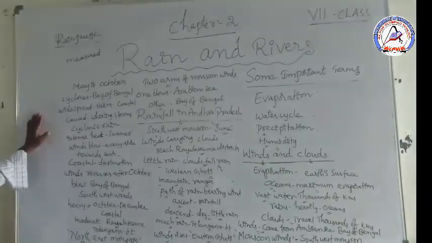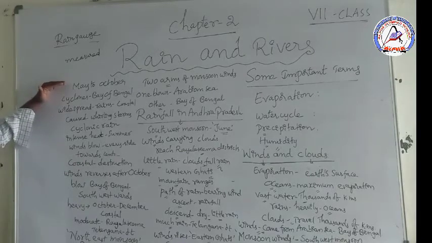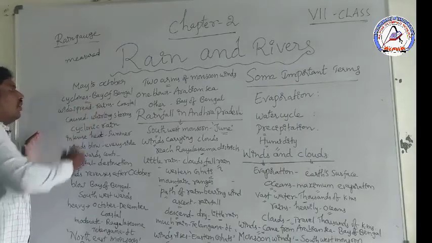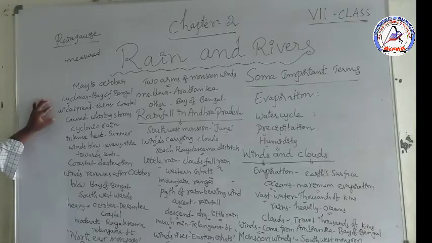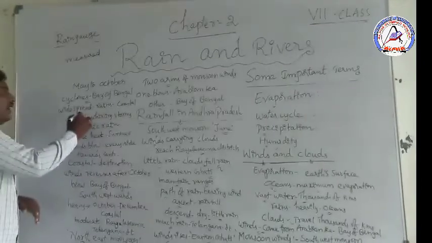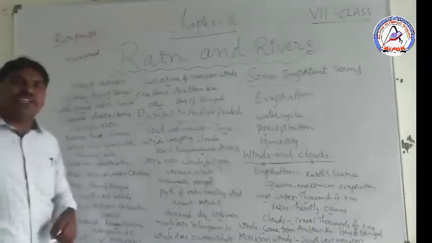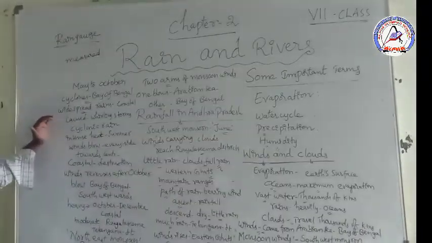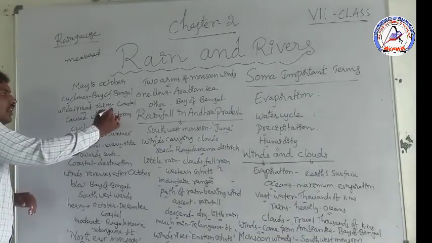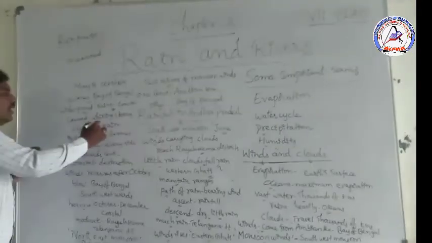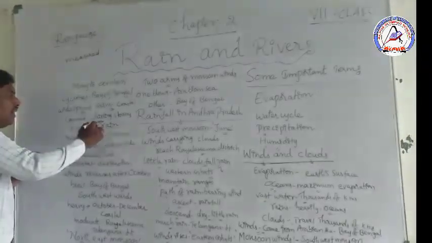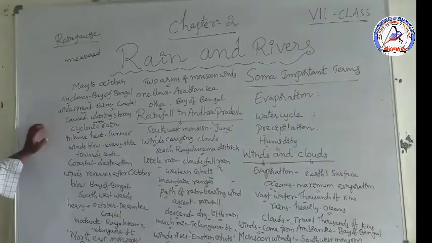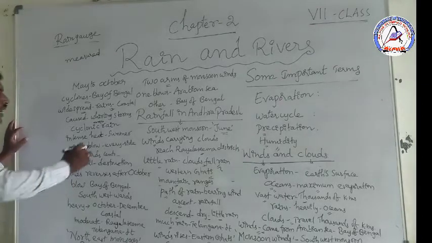Next part of this chapter: in the months May to October, we can observe cyclones in the Bay of Bengal. You know that the Bay of Bengal is on the east side. The cyclones cause widespread rains in coastal regions, giving more rains in coastal areas, and cause whirling storms, heavy winds, heavy rains. So we can call this cyclonic rain.